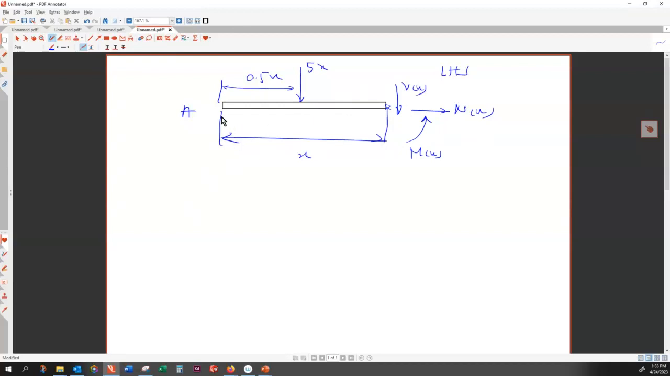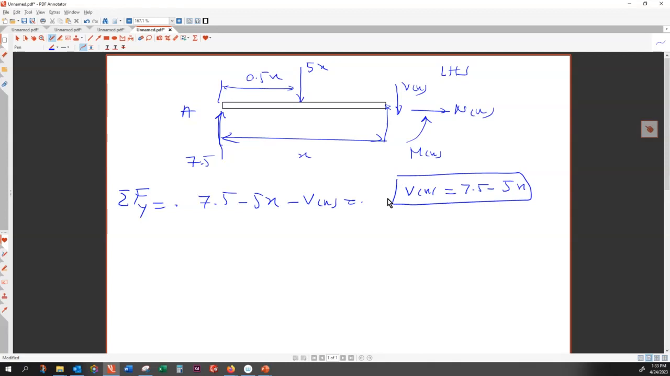So how do I solve this free body diagram? I know that the reaction here is 7.5. Okay. So therefore, if I write net forces vertically equal to 0, that is 7.5 minus 5x minus V of X is equal to 0. And that brings me to V of X is equal to 7.5 minus 5x. All right? Now, let's put this number here, because now I calculated it. I know that this is 7.5 minus 5x.